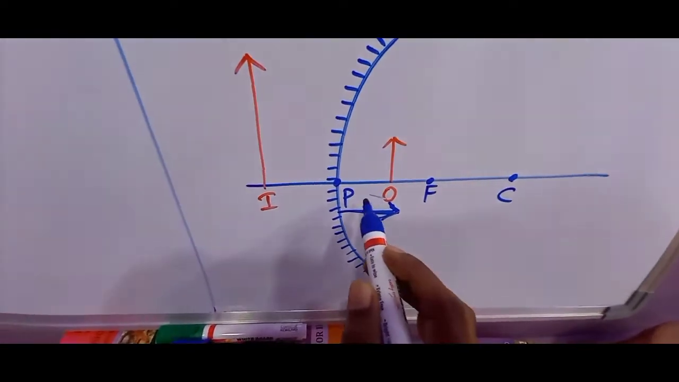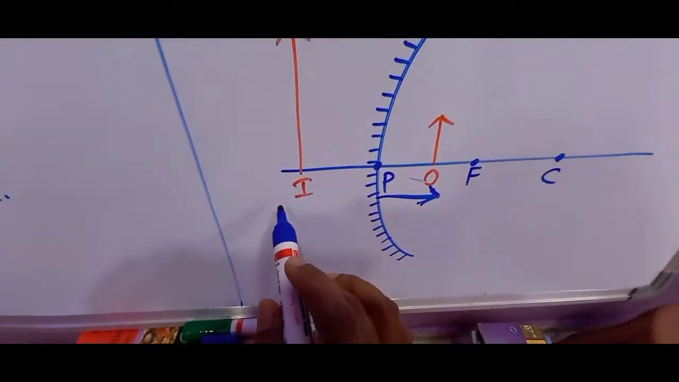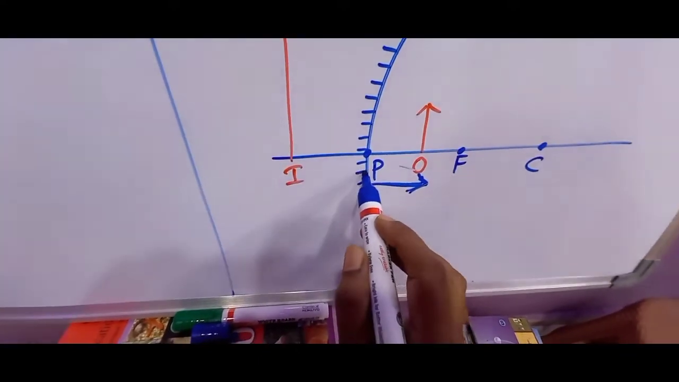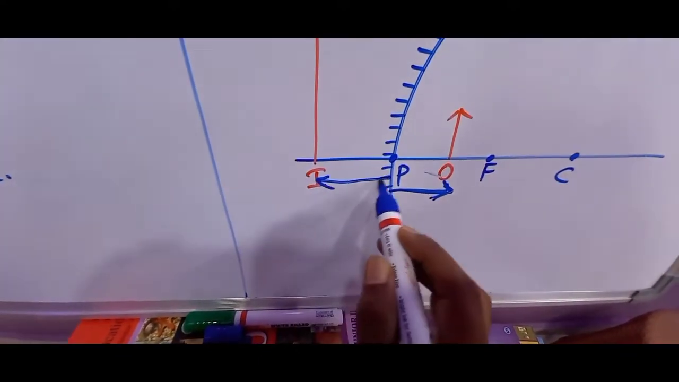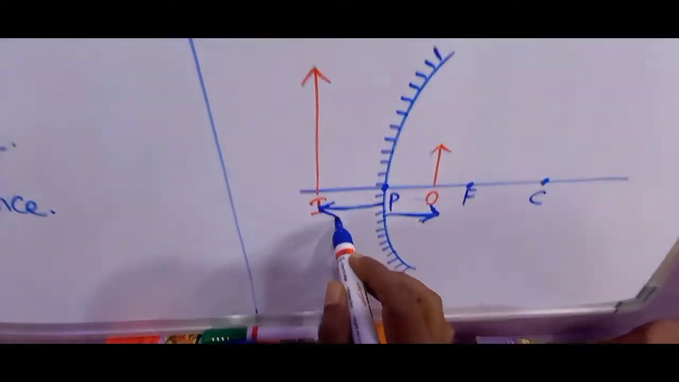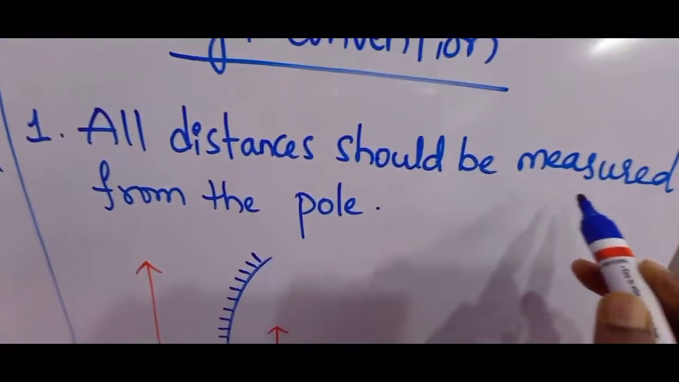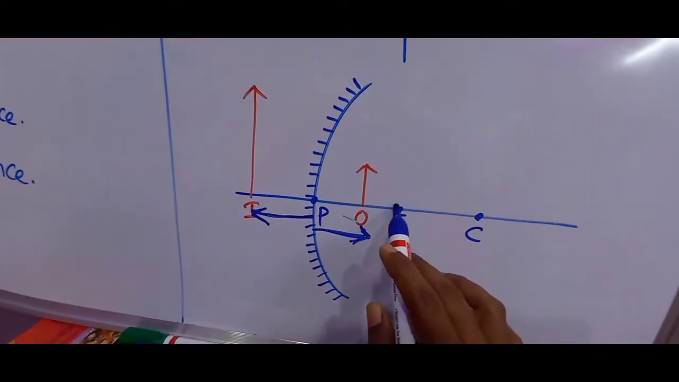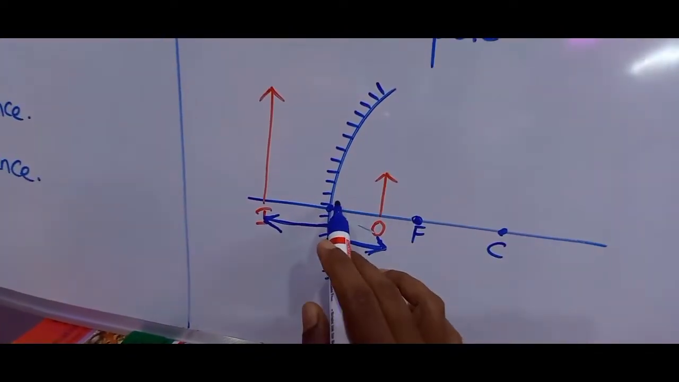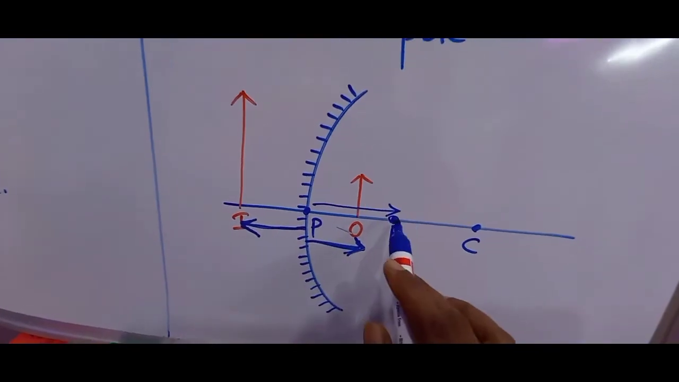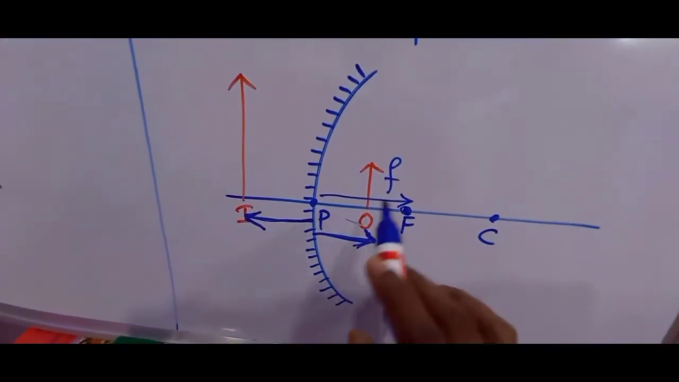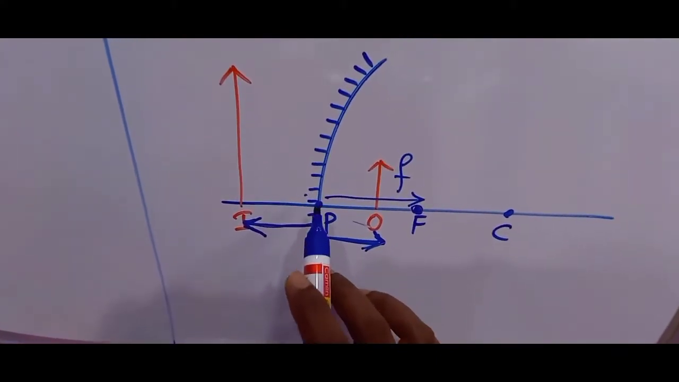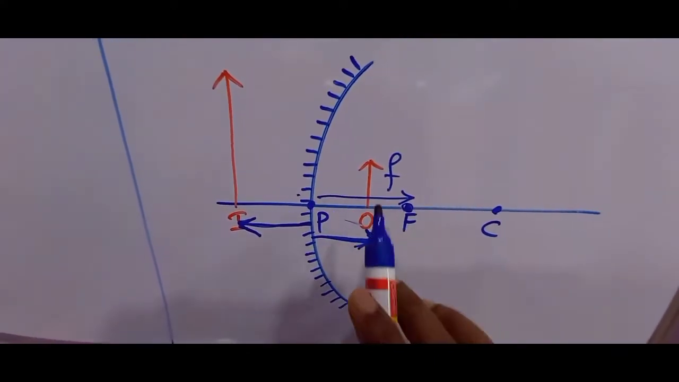And if we want to measure the distance of the image, then also we should not go in the other direction, but we should measure it from the pole, in this direction, here to here. All the distances should be measured from the pole. This is the meaning of the first rule. The focus will be lying in front of the concave mirror and we measure here to here. This distance represents the focal length, small f. It also we have to measure from the pole only. Don't go in the reverse direction. Always measure all distances from the pole only.